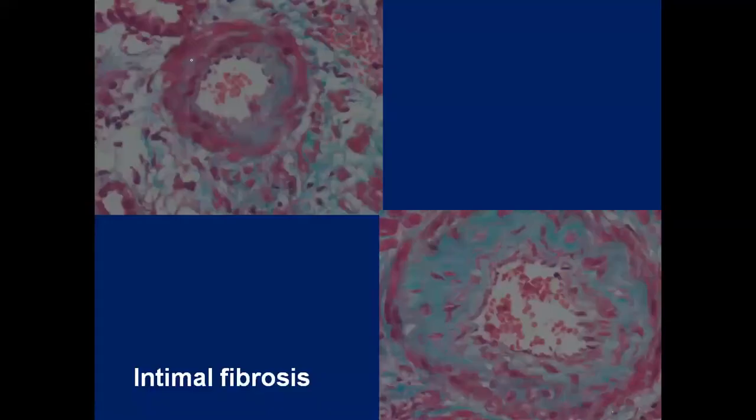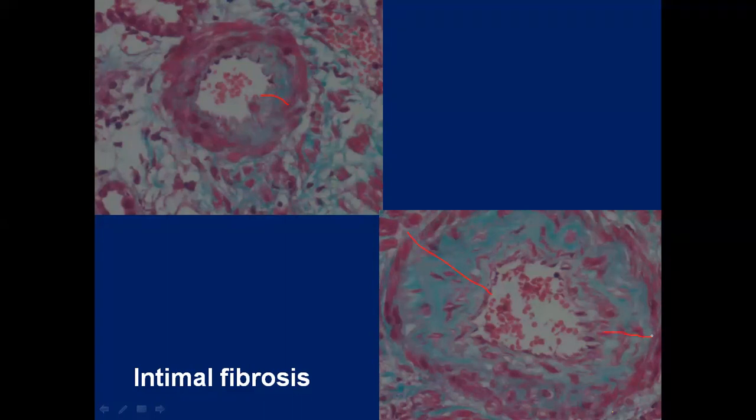In the Masson's trichrome, if you find intimal fibrosis, you can see this intima, which is like this. This is a mild intimal fibrosis, and both these are Masson's trichrome stains, and this shows that there is a significant intimal thickening. Normally, intima sits directly on the media. So in this case, what is happening?